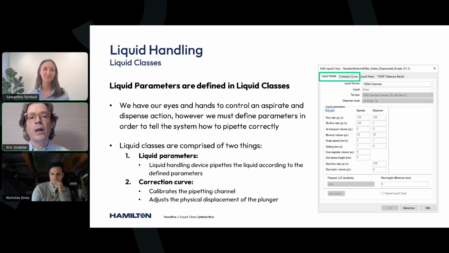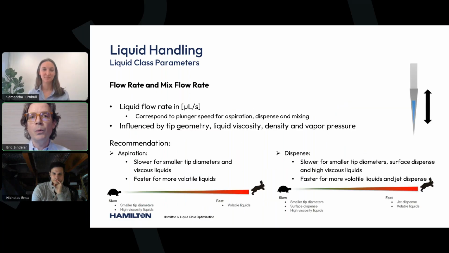The other aspect of liquid classes is the correction curve, which is essentially how we calibrate pipetting channels, as it actually adjusts the physical displacement of the plunger for a specified target volume. We won't have time to cover every single liquid class parameter, so I just wanted to highlight a couple, one that is pretty straightforward and one that is a little less intuitive. First up is a more straightforward liquid parameter, that of the flow rate and mix flow rate.